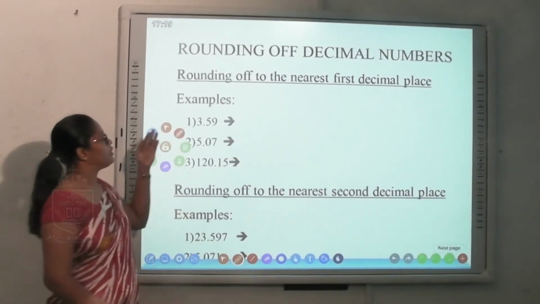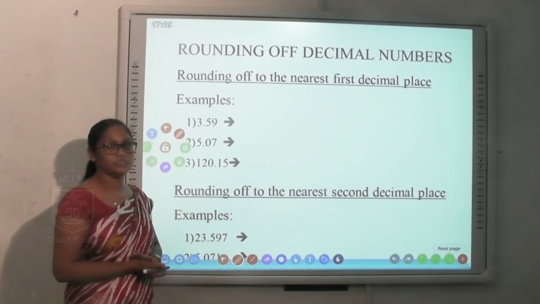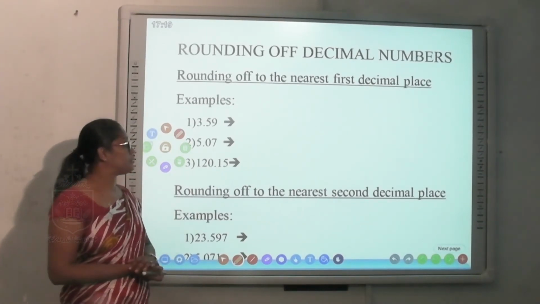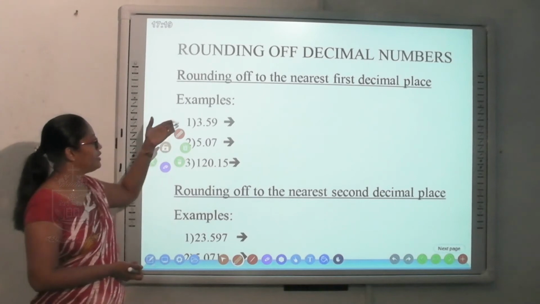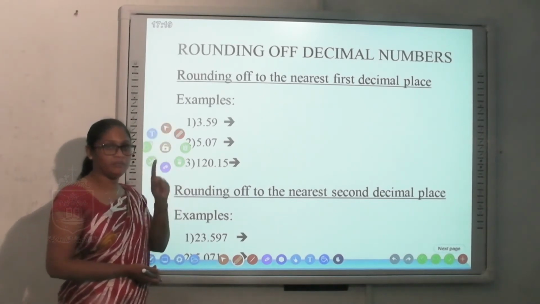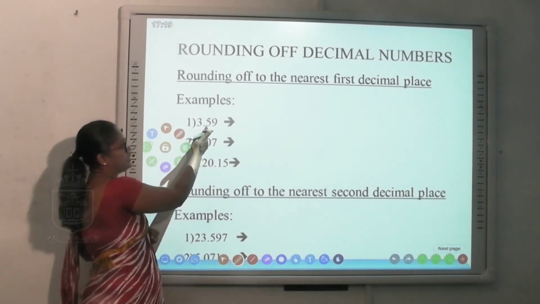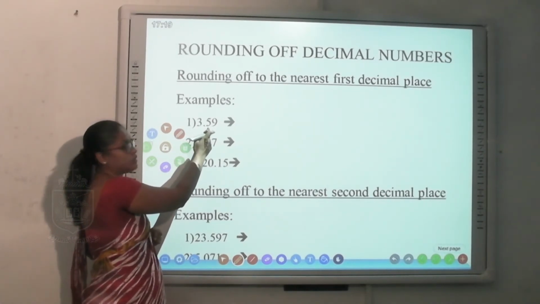That is, we are going to round off the decimal numbers to the first decimal place, right? I think you can remember what the first decimal place is. So in this decimal number, you should identify the first decimal place. As I told earlier, this 5 is in the first decimal place, right?